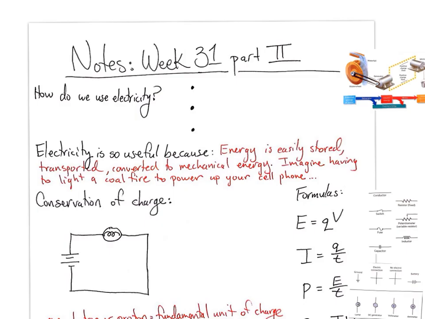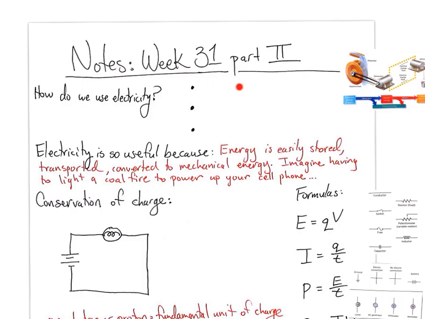Alright, week 31, part 2, we're talking about electrical circuits. So first, I'd like you to think a little bit. How do we use electricity? Right here, imagine that you woke up this morning and there was no electricity. Not like the power's out and you're going to use battery operated stuff, but electricity did not exist.